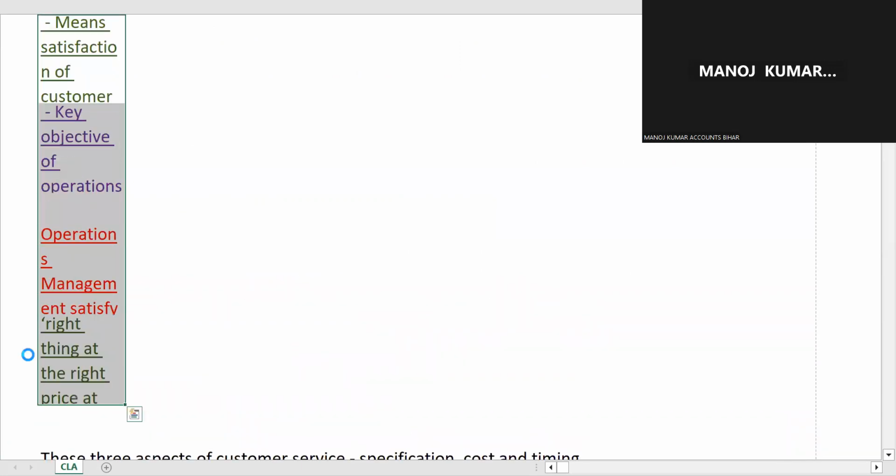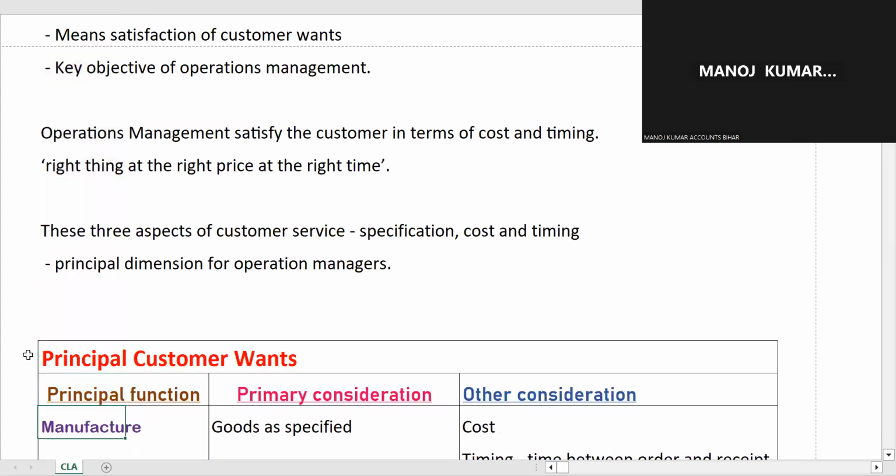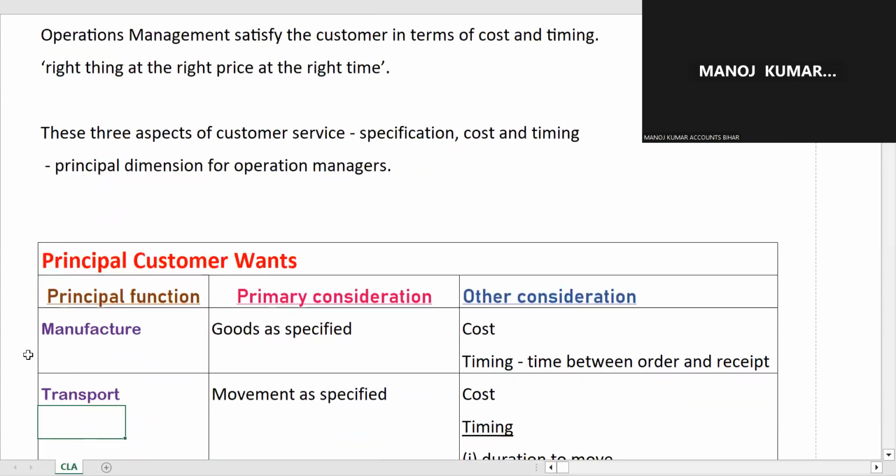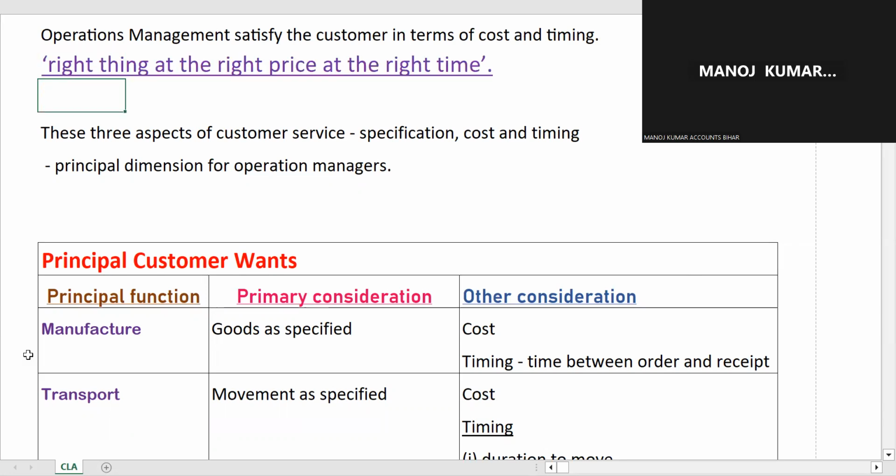Okay, so now next what we are going to see is principal customer wants. ठीक है, next thing is principal customer wants, यानी कस्टमर को क्या चाहिए. तो यही हमने देखा है. Okay, we saw this here itself. Customer needs: right thing at the right price at the right time. Okay, and specification, cost and timing. That's what customer needs.